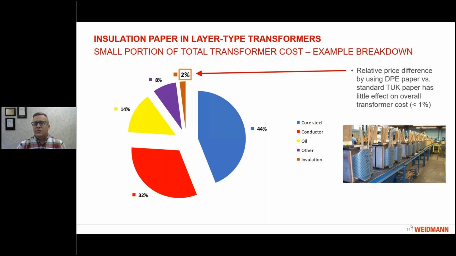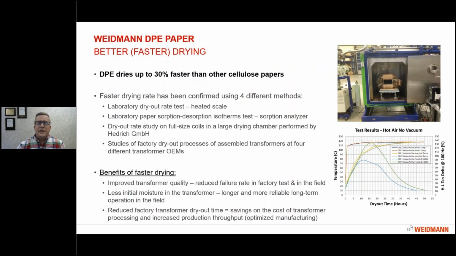So to get into these particular features and benefits of DPE paper, I'll cover them one by one. First of all, it dries faster. And we say that typically DPE is drying up to about 30% faster than typical 100% kraft papers. And so we've confirmed this in many different ways. We've done several types of laboratory tests.